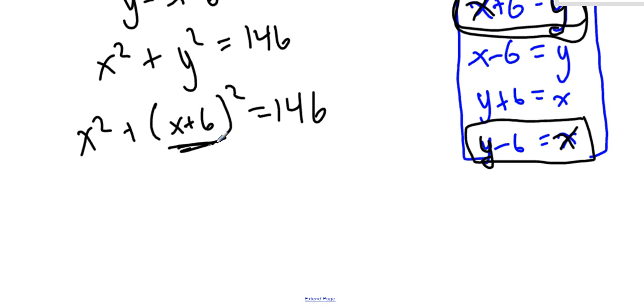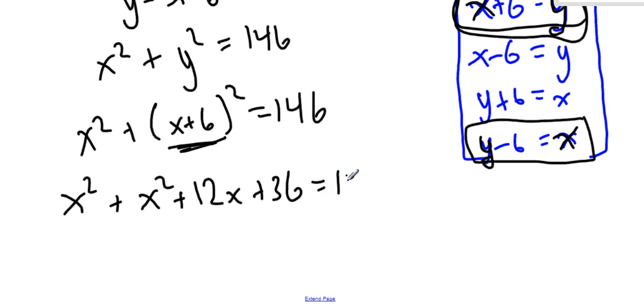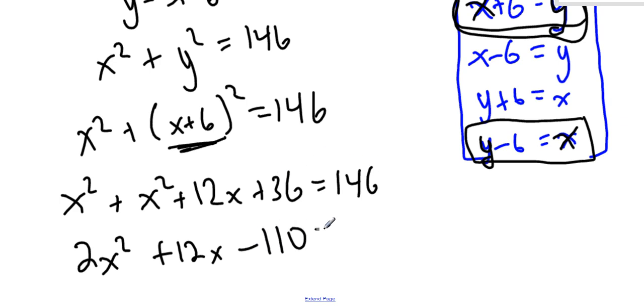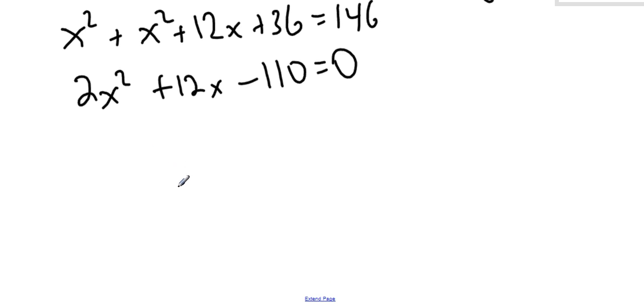So let's do FOIL, or expand that bracket. Square the first, double the product, square the last. Now I'm going to collect like terms and make it equal to 0. So I have 2x squared plus 12x plus 36 minus 146, that's minus 110. Now let's solve. I could use the quadratic formula, but I've used that an awful lot, so I'm going to solve this one by factoring.